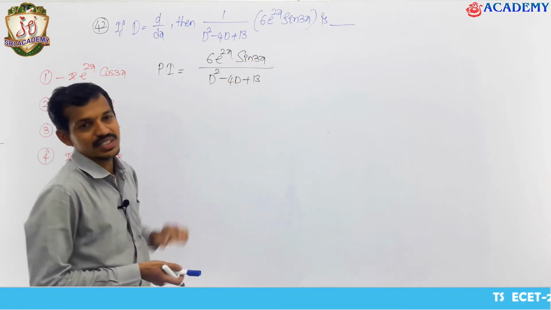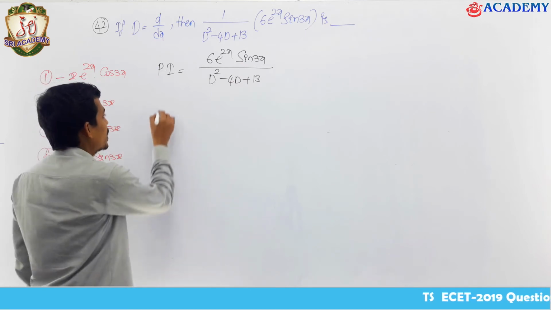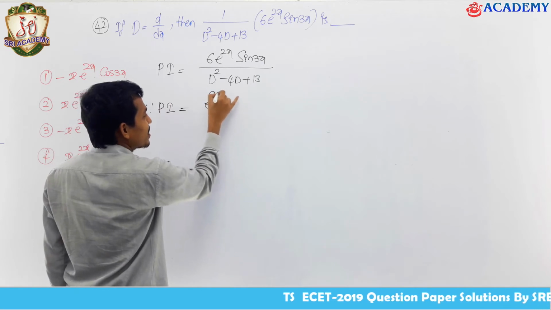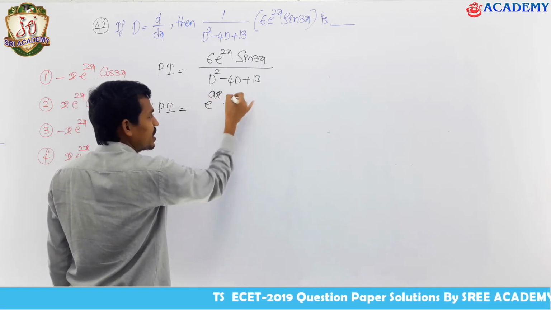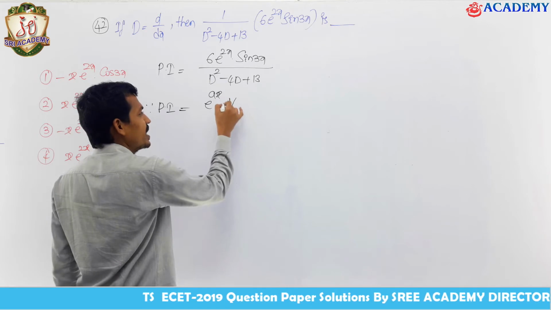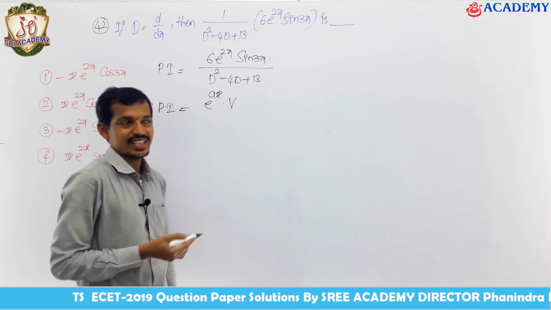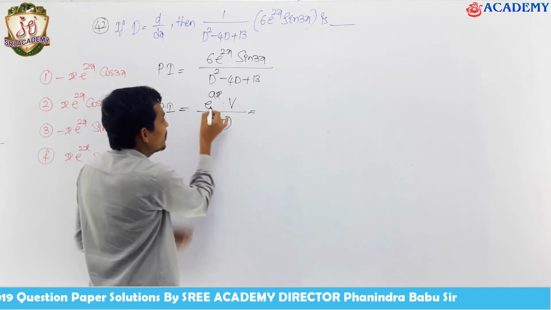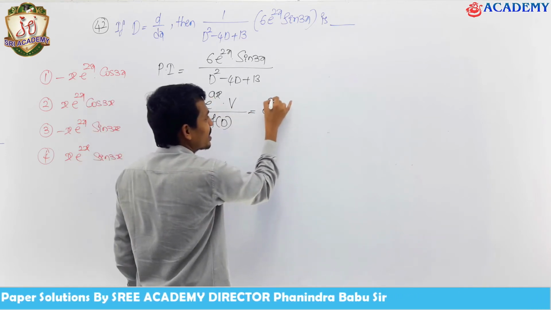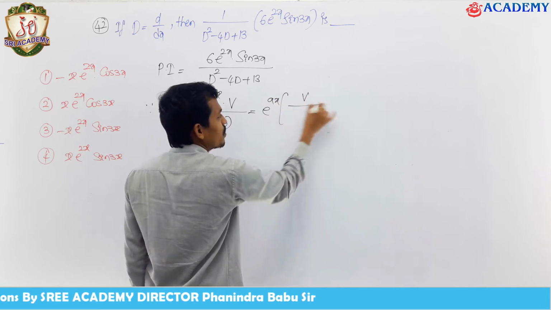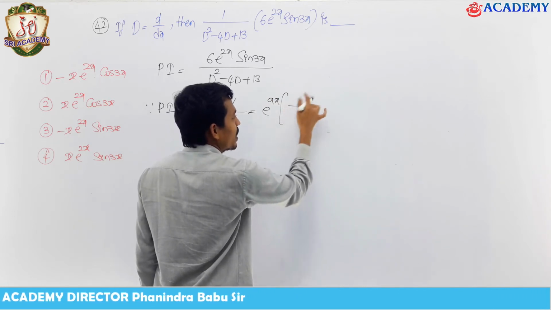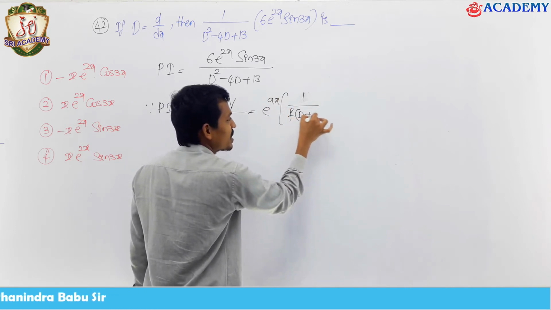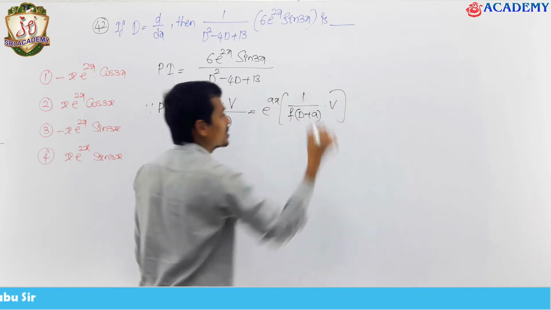But both functions are given, so it's one more model. I am giving you a model: if e power ax into a trigonometric function, which I am calling v, it may be sin ax or cos ax, like that, is divided by f of D, we write e power ax into v divided by f of D, that is 1 divided by f of D plus a, into whatever the function is there.